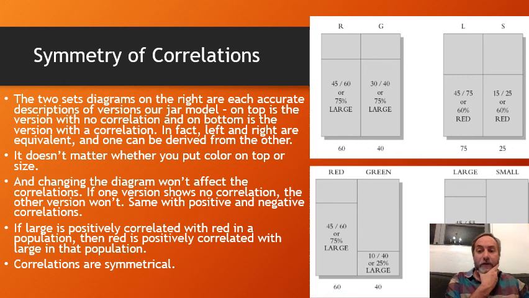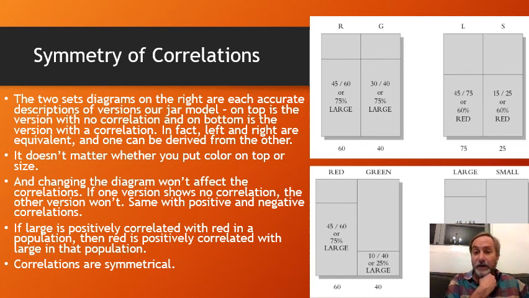Another interesting thing about correlations is that they're symmetric. So look at the two sets of diagrams on the right. The top picture describes the no-correlation situation in two different ways, and the bottom two charts show the correlation situation in two different ways. My head's on top of one of them, but they're in your book as well. They'll be in the slides. So notice, it doesn't matter if you put color on top or size on top.